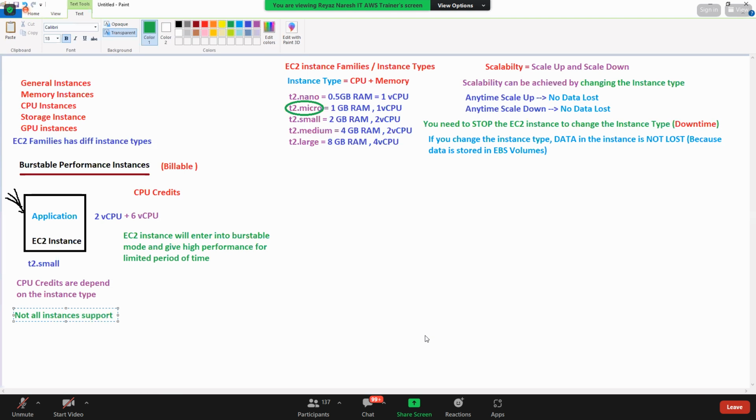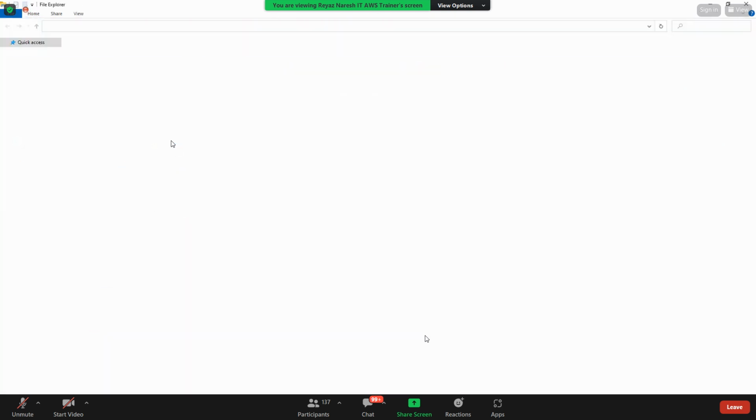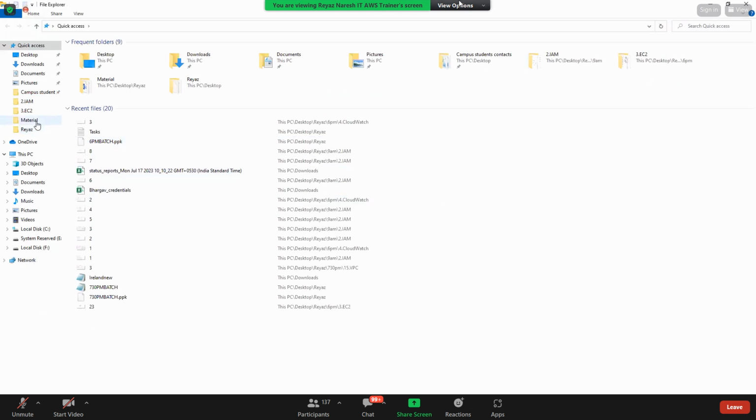Not all instances support burstable, only a few instance types. I was talking about instance types: T2 is there, T3 is there, R is there. So let me quickly show you that screenshot. One second.